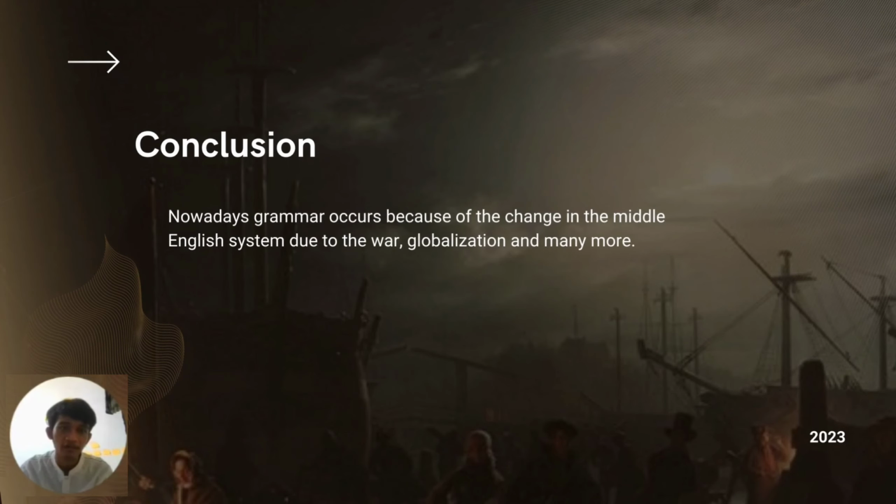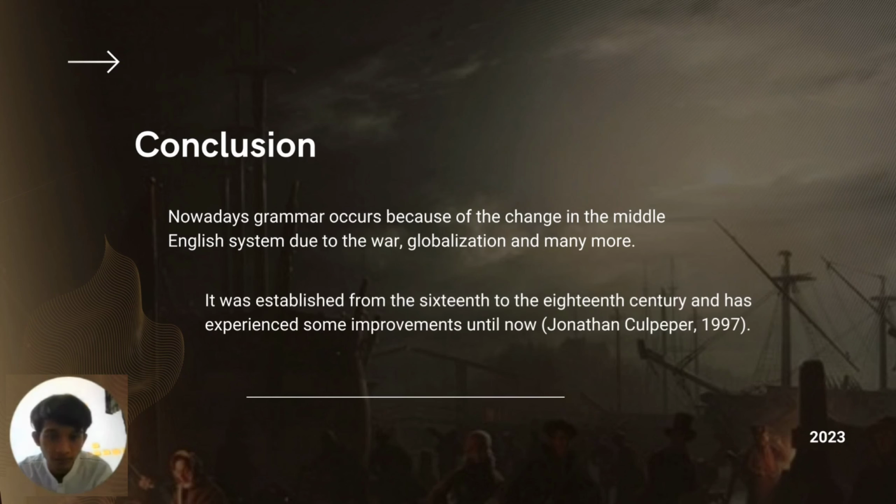So in conclusion, again, language is not static. Nowadays, grammar exists because of the change in the Middle English system due to war, globalization, and many more. According to Jonathan Culpeper in his book History of English, it was established from the 16th to the 18th century and has experienced some improvement until now.